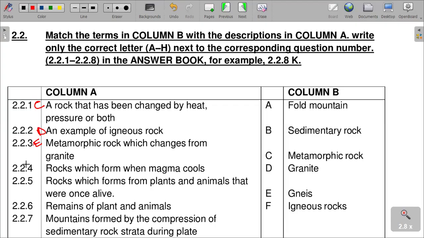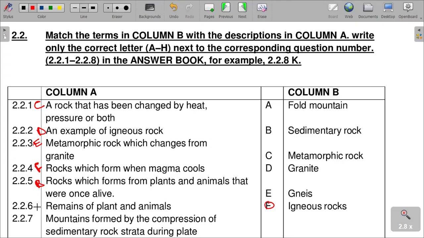Number 4, rocks which form when magma cools. The rocks that form when magma cools. It is what? It is the igneous rocks. Number 5, rocks which form from plants and animals that were once alive. I'm sure that you know that this is caused because of what? Of sedimentary rocks. B, sedimentary rocks.